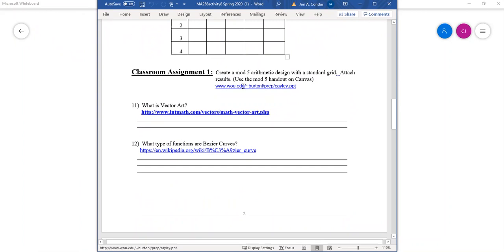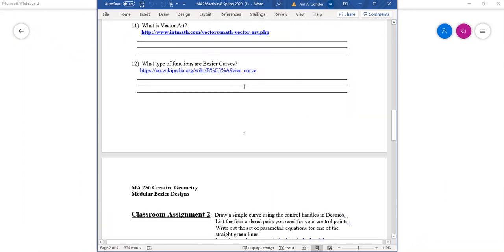So it's class one assignment one. Now, vector art, again, it's basically using mathematical formulas to create designs. And they talk about geometry and the importance of geometric shapes and using those.